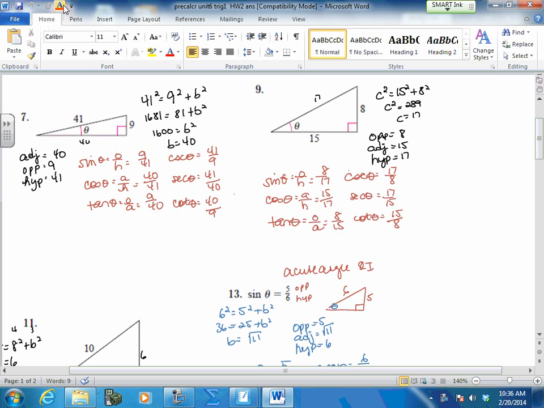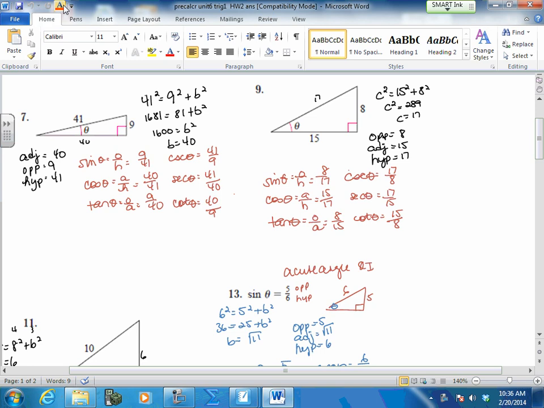So it's got to be somewhere in there. Find your missing side. This is one of your triples. The triples, when they work out nicely, like 3, 4, 5, that's a triple. 49 and 41, that's a triple. The ones that work out nicely are called triples.